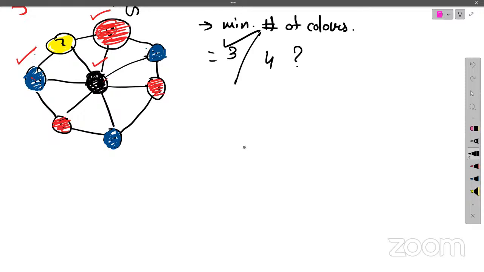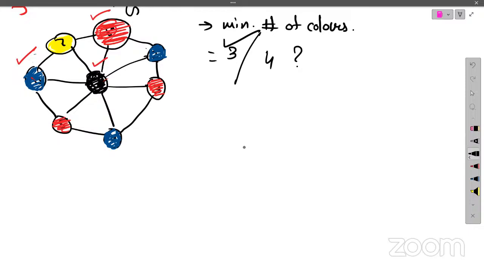So here you observe a pattern. The pattern is if you have an even number of vertices in such a scenario, where one center vertex is there and all other vertices are in a circumference, then this coloring depends on the number of vertices. Either they will be even or odd.